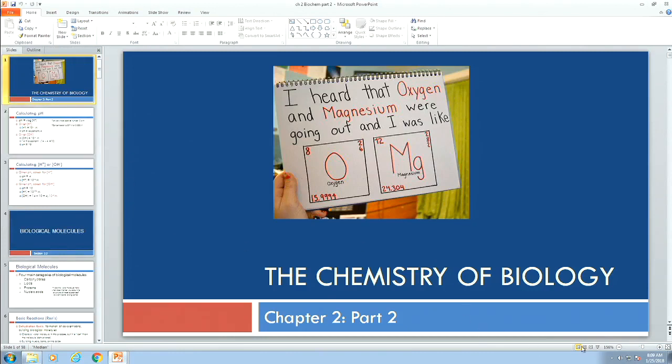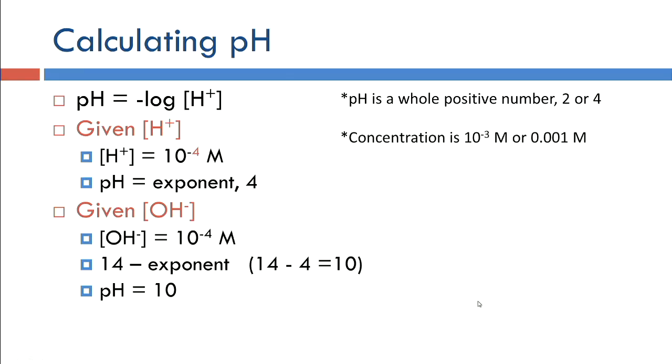Let's just revisit real fast, for you people that asked about pH. I'm not going to go into a ton of it, but I put the slides in there so you can practice. This is what pH is, the negative log of the hydrogen ion concentration. And I put a little note. Remember, pH is going to be a whole positive number, like 2, 3, 4, 6. It's not going to be 10 to the negative 7. Concentrations in our class are always going to be 10 to the negative something molar, or written out like this.